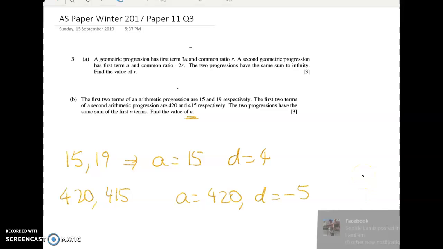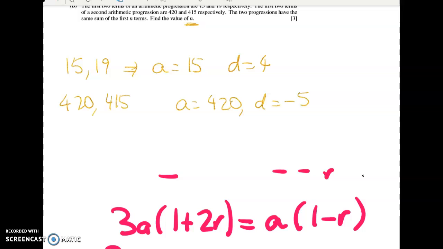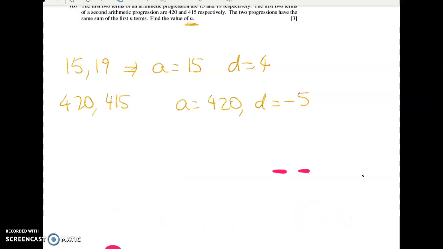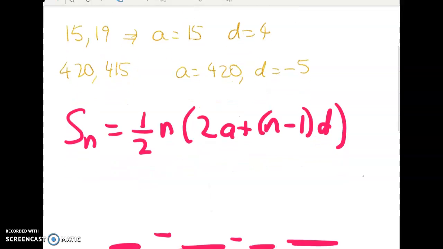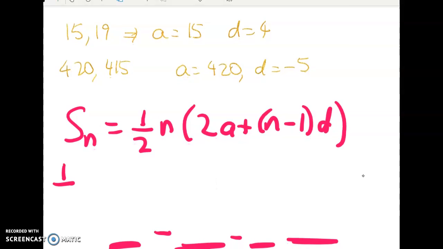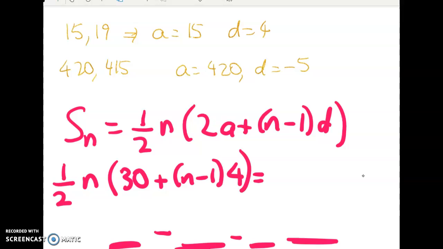Now there are 2 formulae for the sum of an arithmetic progression. One of them is where you know the first and the last term, but we don't know that here. And the other one is the one that we're going to use, which is this one. So the sum of n terms is equal to this. Now I'm not going to derive this in here, but it's pretty cool. You would have done that in class. So we know that these are equal for some value of n. So all we really have to do now is to substitute in. And for the first one, we get a half n times 2a, so that's 30, plus n minus 1 times the difference, which is 4. And that is the same for some value of n of this one.